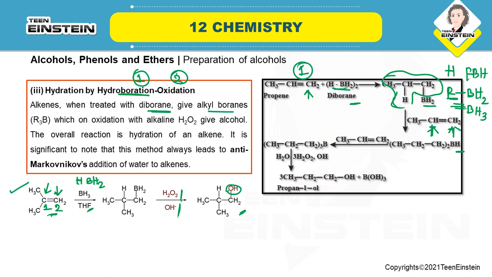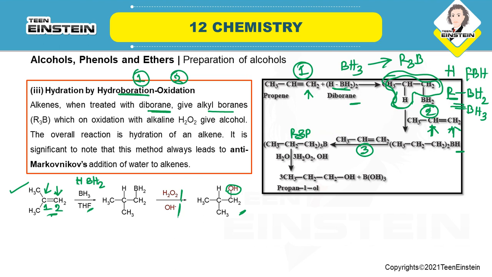This is number 1, this is number 2, this is number 3. So a total of 3 alkenes can be added, because ultimately it will be conversion from BH3 to R3B. All the hydrogens will be replaced by R groups. And what is the R group here? The R group is CH3CH2CH2, this part. Ultimately we are getting R3B.